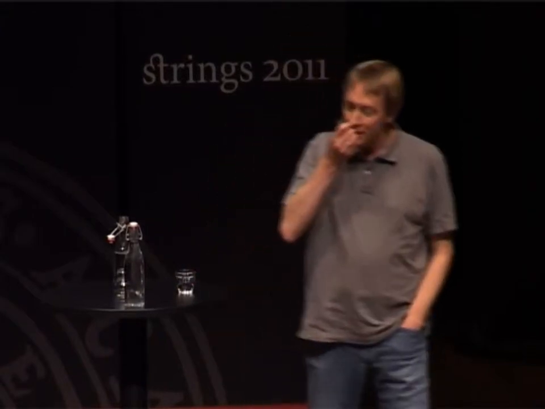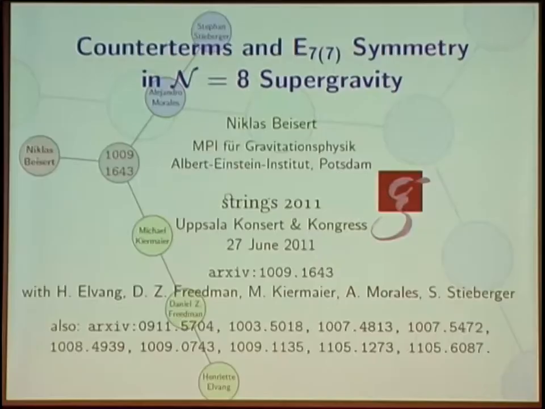So it's a curious coincidence that I shall be talking about counterterms and E7(7) symmetry in N=8 supergravity. That's about work I did in collaboration with Stefan Stieberger, Alejandro Morales, Michael Kiermeier, Dan Friedman, and Henriette Elvang. And there are also a couple of other papers closely related to this subject, which I shall report on.